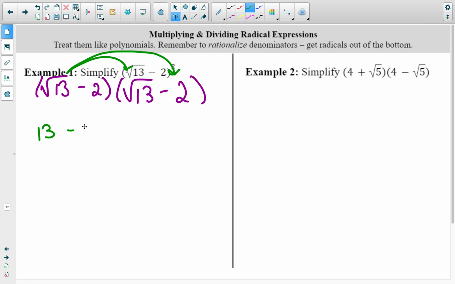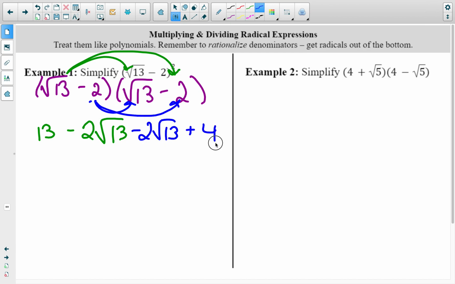And then here's how we're going to write the next part. Minus 2 times the square root of 13. And then now let's do this part. And then last, we're going to have a plus 4. Now we will combine what we can. 13 plus 4 is going to give us 17. And then these two terms are going to be able to combine because we have the same radical, same index.